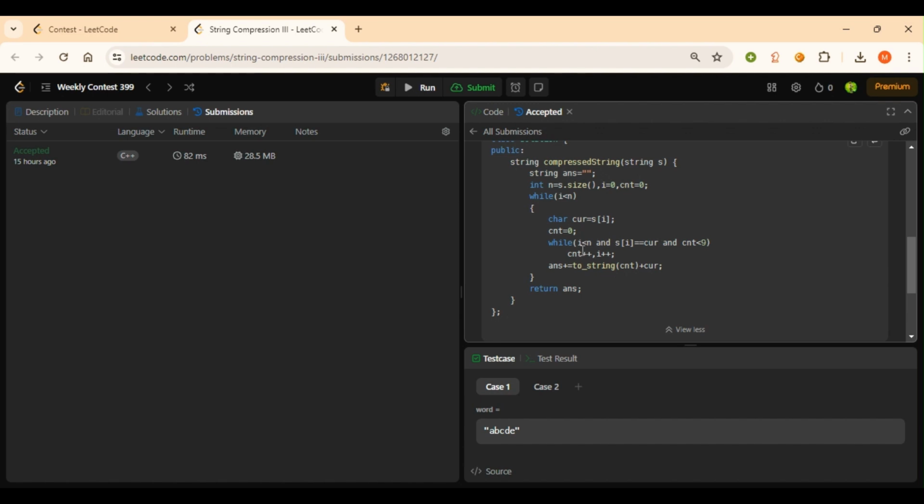So s[i] will be current, count will be increased and also i will be increased, and it will be performed until count is less than or equal to 9. As soon as it goes beyond 9, we will again start our count from 0. And this is an inbuilt function in C++ that converts any integer to a string. So I have appended that count as a string into the answer and added current. Current is the character that is occurring count number of times. So that's it. This will give you the desired result. I hope this is clear now.